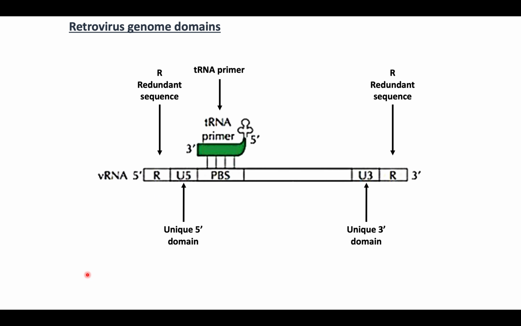So I wanted to show you what the genome of a typical retrovirus looks like, and this is going to tie into the process of reverse transcription. So at either end of the genome, you have these redundant sequences labeled with R, and then you have sequences that are unique to either the 5' or the 3' end, labeled U5 and U3 respectively. And then you have a primer binding site that will be bound by a tRNA, so a cellular tRNA that's going to act as a primer.